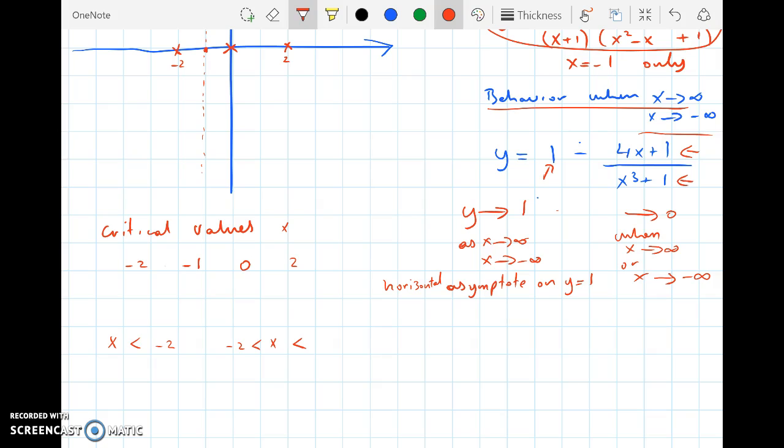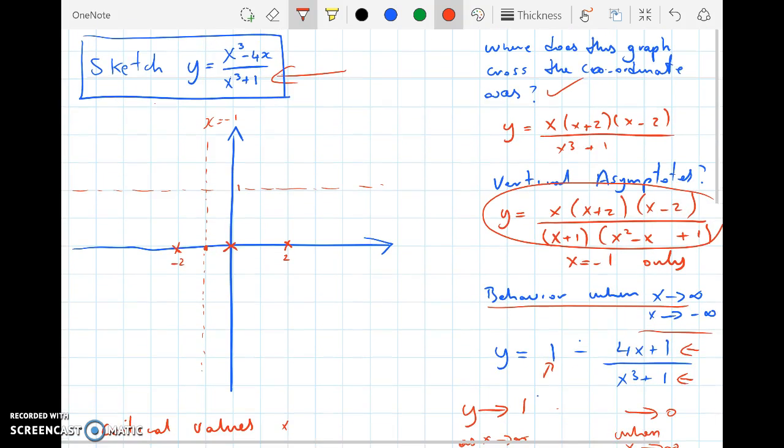When x is between minus 2 and minus 1, is it positive or negative? Well, that's really what I'm interested in. Is it positive or negative between these regions? And then what is it between this and 2, and what is it when x is greater than 2? Let's tidy that up a bit.